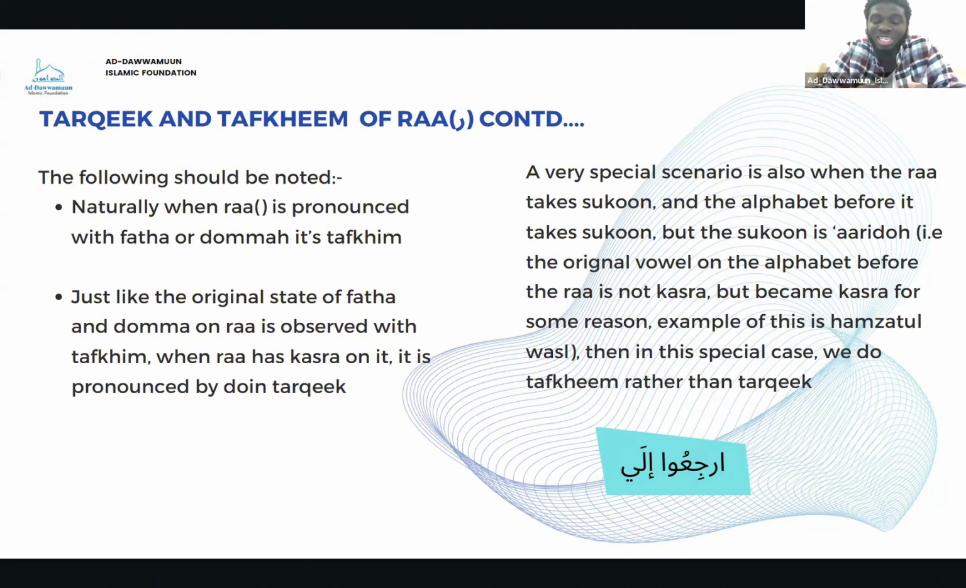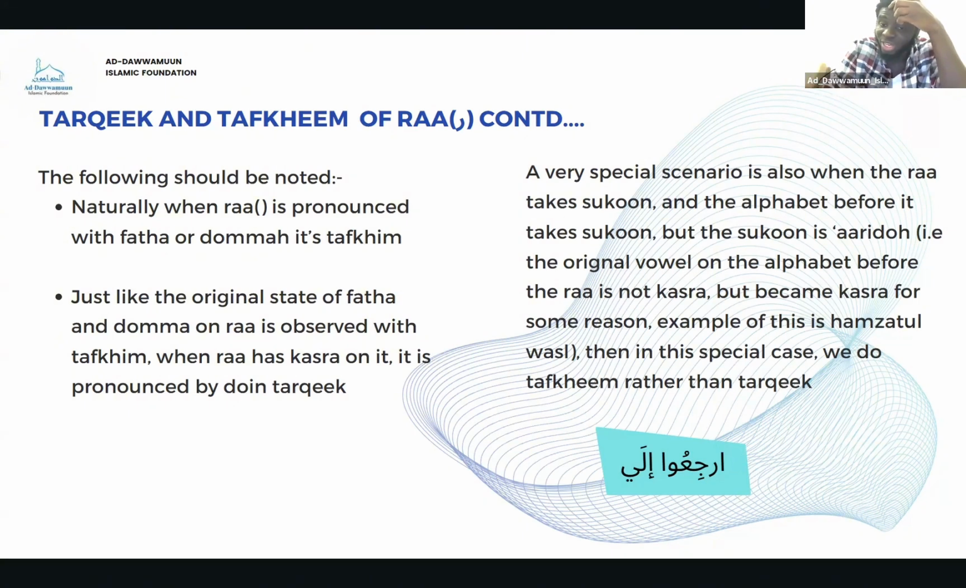So instead of doing tarqeeq by pulling my mouth aside, the correct thing to do in this situation, if the kesra is arido, that is this hamzatul wasl, as we know. Hamzatul wasl is like a hamza that does not have anything on it. I showed you last time, it has a kind of special shape on it. That's hamzatul wasl, the alif that does not have a hamza on it.